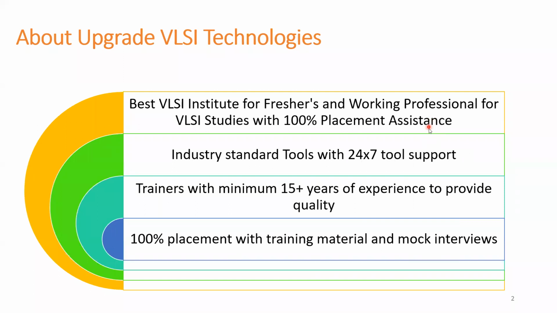So the eligibility for this course is that freshers are also eligible and working professionals are also eligible. Working professionals means those who want to switch from the software domain to VLSI, or within the VLSI domain, from RTL verification to physical design or analog layout to physical design. They are all eligible for this course.